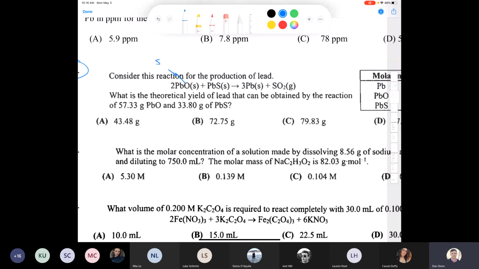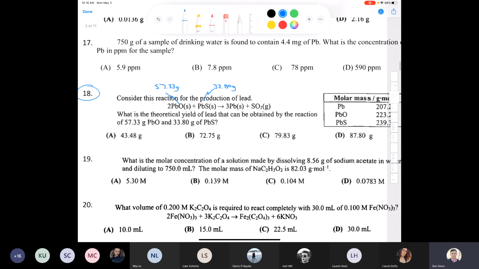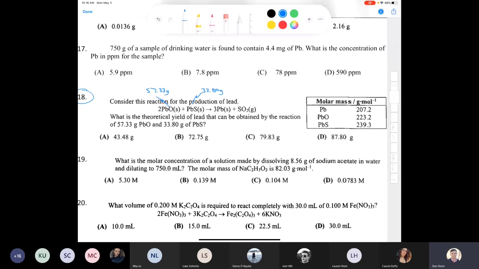So I've got 57.33 grams of the lead(II) oxide and 33.80 grams of the lead(II) sulfide. What kind of problem is this? This is a limiting reactant problem, isn't it? We have to do all the stoichiometry for the 57.33 grams of lead(II) oxide, assuming that we have all the lead sulfide in the world, and then we have to do the same thing for the lead sulfide.